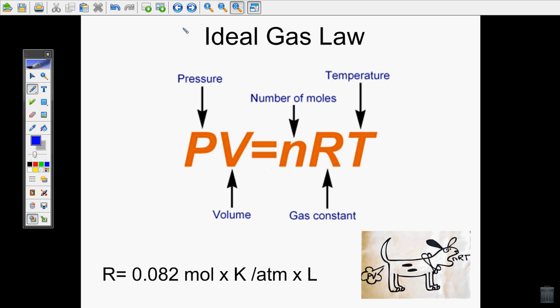Alright, the ideal gas law. This is the last law. So P is obviously for pressure, V is for volume, T is for temperature. Now we've got a little n for the number of moles, and a big R is your gas constant. This is your gas constant down here. Okay, this is on your reference chart. And actually I use 0.0821 moles per Kelvin per atmosphere times liter.